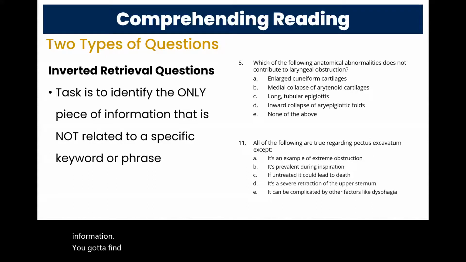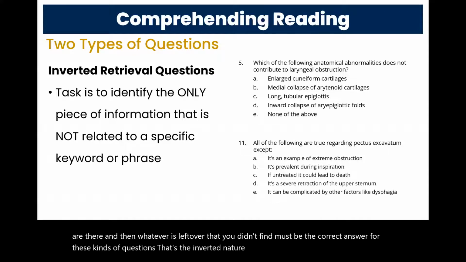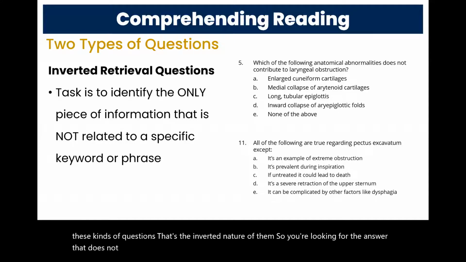So these are going to take longer. You have to look for all 4 things that are there, and then whatever's left over that you didn't find must be the correct answer for these kinds of questions. That's the inverted nature of them. So you're looking for the answer that does not appear. And you can't just say, I'm going to find the one that does not appear, because it won't be there.